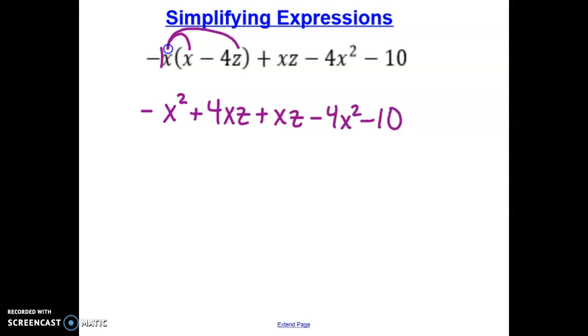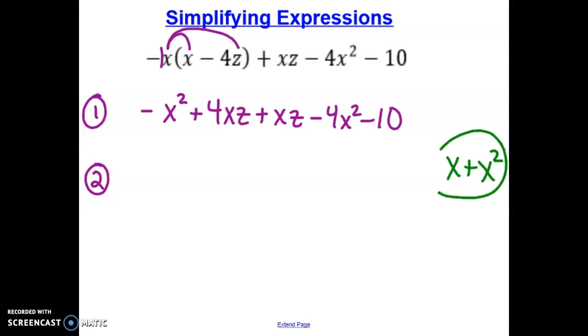Now that we've distributed, that's step number 1. Okay, step number 2 is to combine any like terms. Now, to be alike, they not only have to be the same letters, but they have to be the same exponents. For instance, I cannot combine an x and an x squared together. Okay, that cannot happen because they don't have the same exponents.